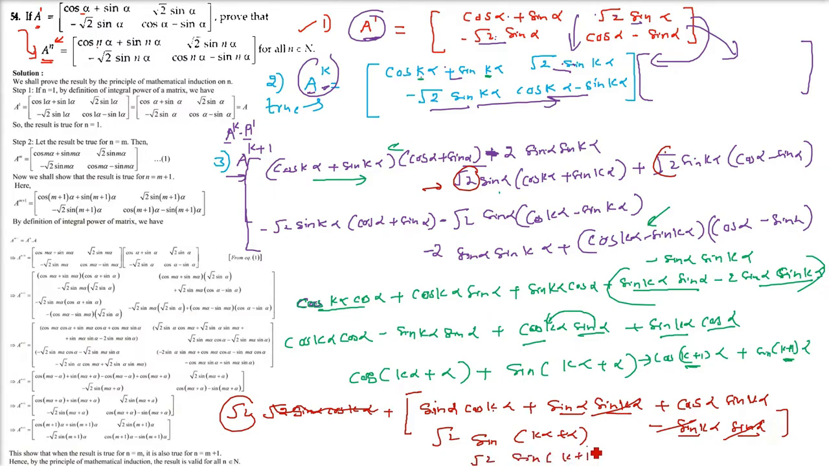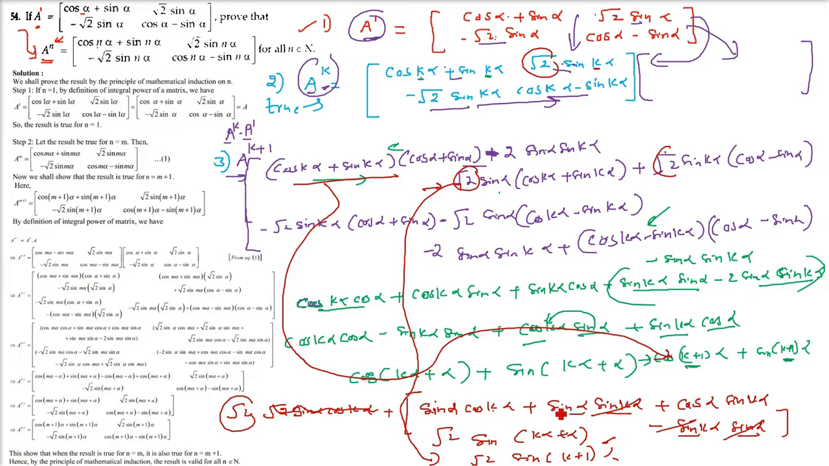Root 2 is already there. So what do you get? Root 2 sin n alpha, that is root 2 sin k alpha, we assume it to be true. Now we got root 2 sin (k plus 1) alpha. So the first one was this one, the second entry is this one, which we wanted.